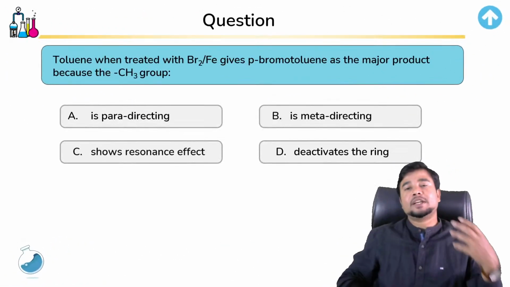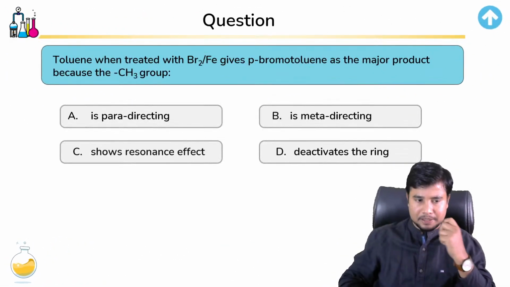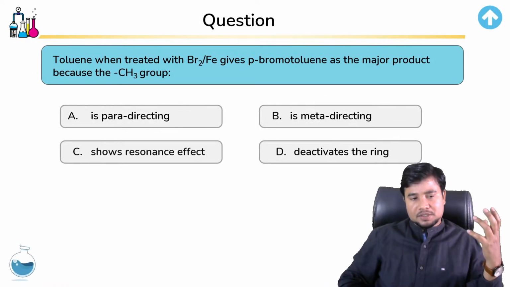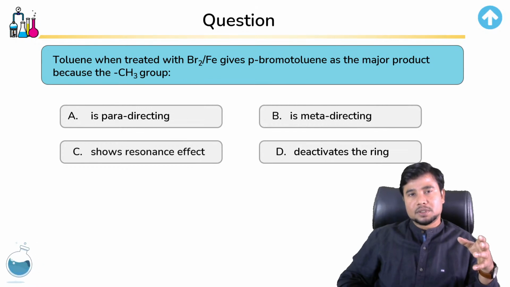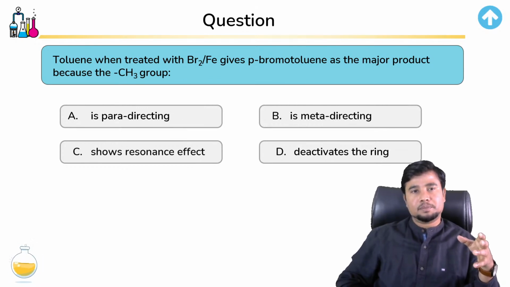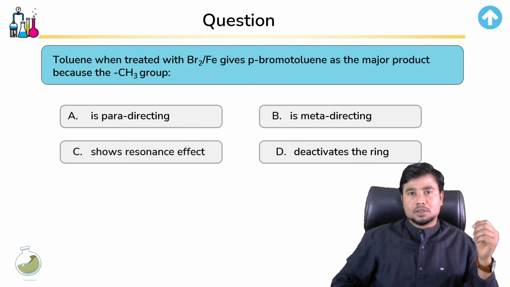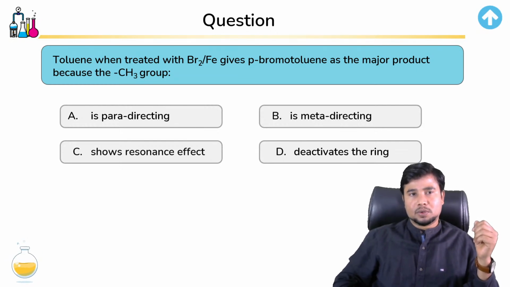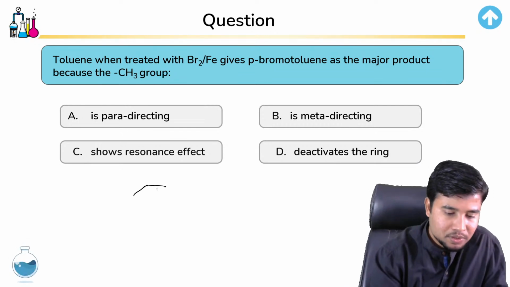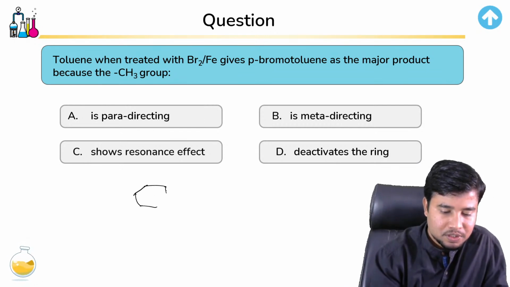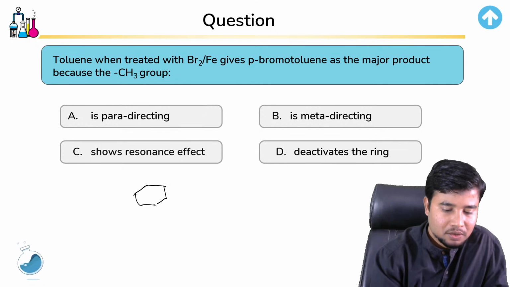Let us move and try to understand another similar problem. Let us just see the problem first. Toluene, when treated with Br2 in the presence of iron, gives para-bromotoluene as the major product because of the CH3 group. Now we need to understand what toluene is and what the CH3 group does, right? We'll see that.